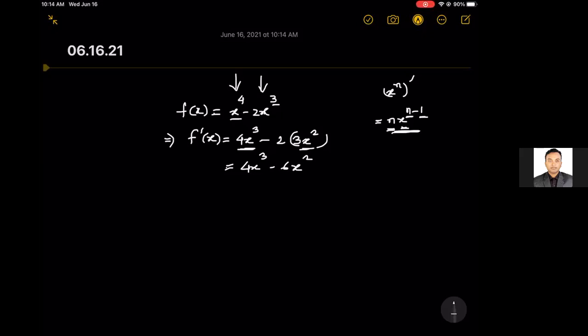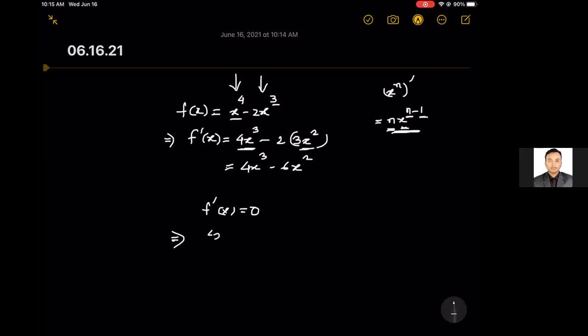No question at all? Okay, what's the second thing? What's the next thing we want to do? Anyone? We want to set this to 0, right? So just do this, set this to 0, and solve it for x.